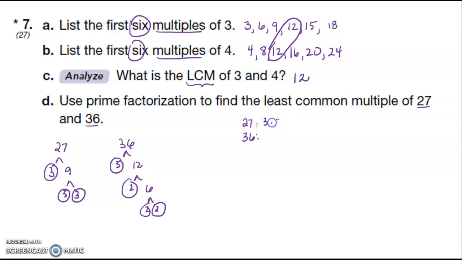Okay, so let's go ahead and list these so we can see what we have in common. So 27 is 3 times 3 times 3, and 36 is 2 times 2 times 3 times 3. So this is how we find the LCM. We take 2 times 2 times 3, and then we only count the ones they have in common once. So times 3 times 3. So our lowest common multiple is 2 times 2 is 4, times 3 is 12, times 3 is 36, times 3 is 108. That's my answer for that one.